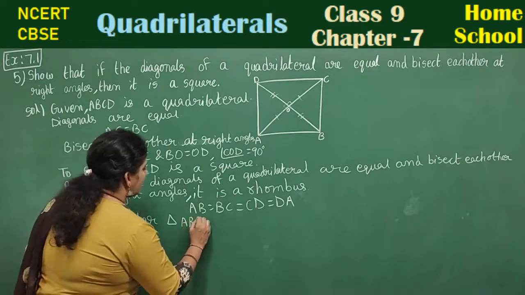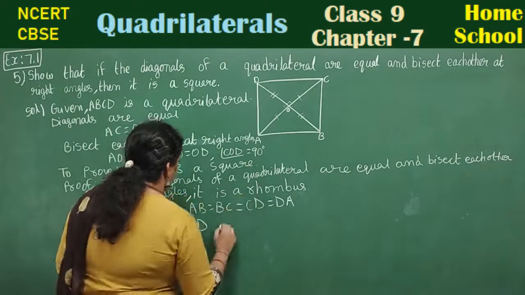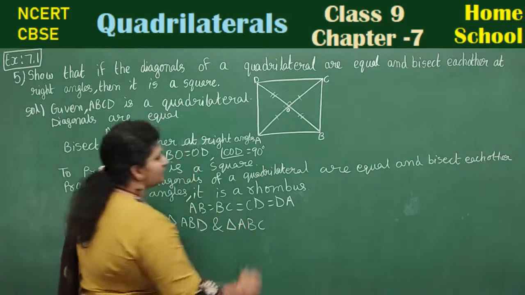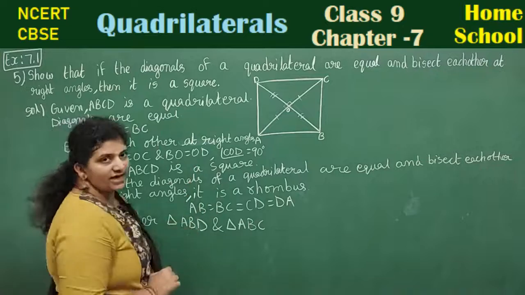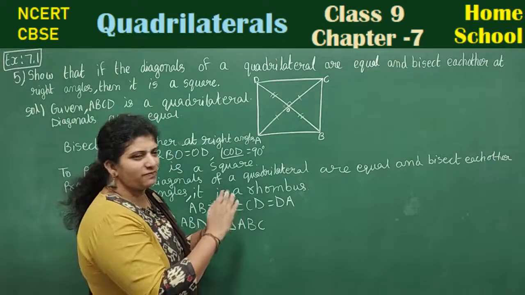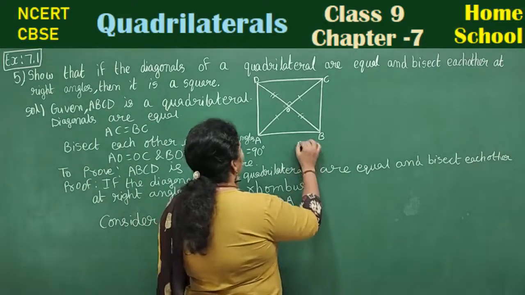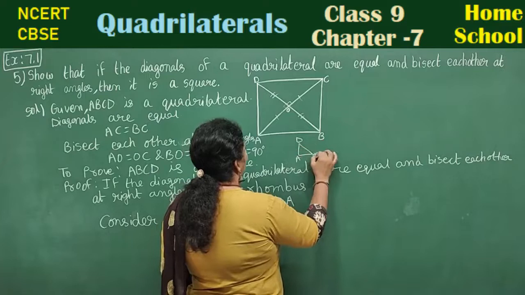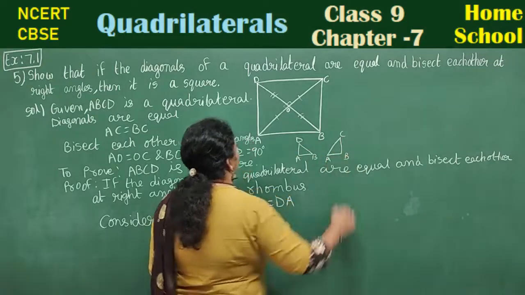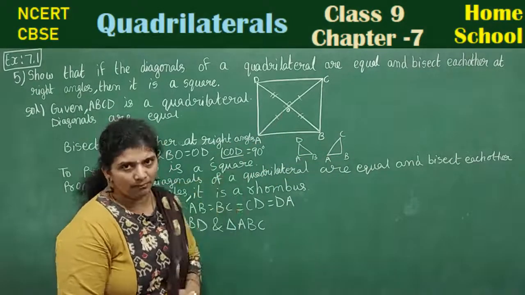Consider triangle ABD and triangle ABC. Observe the triangles carefully. If you want, you can take them out side by side and draw them separately, any way you can do. So look here carefully. DAB, and I'm going to take another one, CDA. These are the two triangles from this figure I'm going to compare.